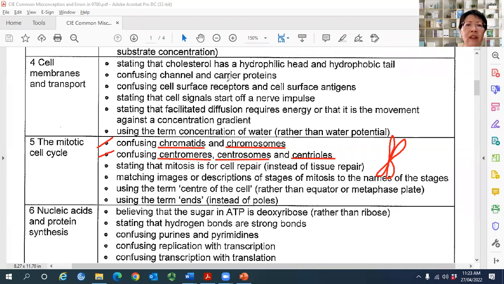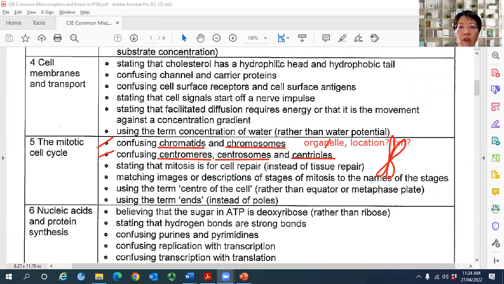Centrosome. What is centrosome? Okay, what is centrosome? An organelle that synthesizes fiber. Organelle, where's the location? Function? Okay, organelle, very good. It's an organelle. Good, 1 mark. Location where?